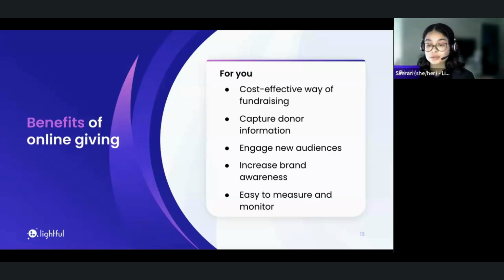Third, digital channels help you engage new audiences. So people who might never attend a gala or respond to a letter can discover your work online and support it instantly. It also helps you increase brand awareness because each campaign or social share puts your organization in front of more eyes, building recognition for your mission.